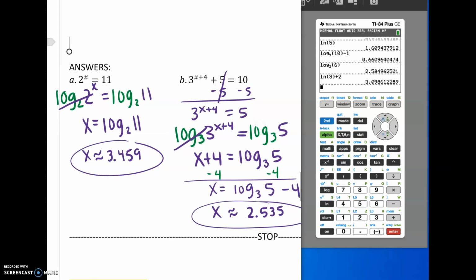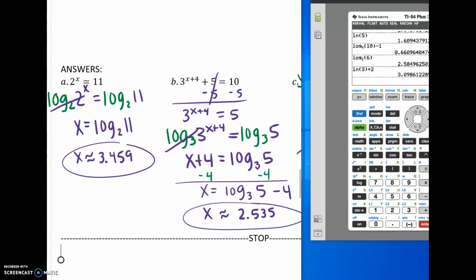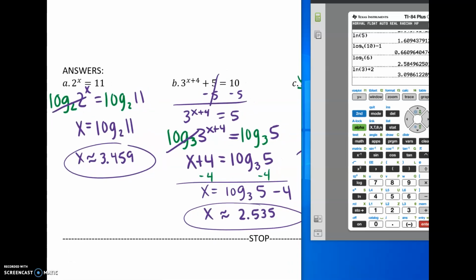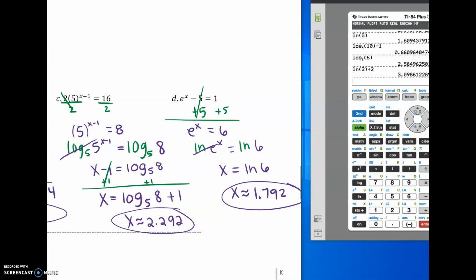Here are the answers for A and B. Go ahead and practice evaluating and approximating those decimals, please. And then the last 2, here are the answers.